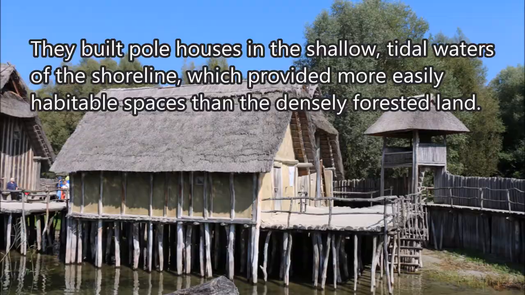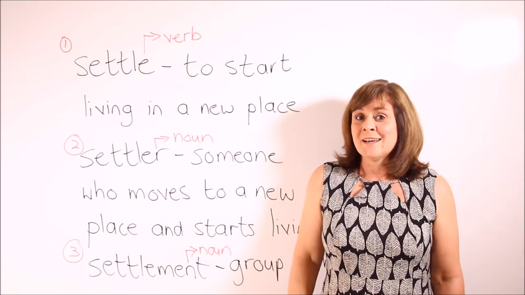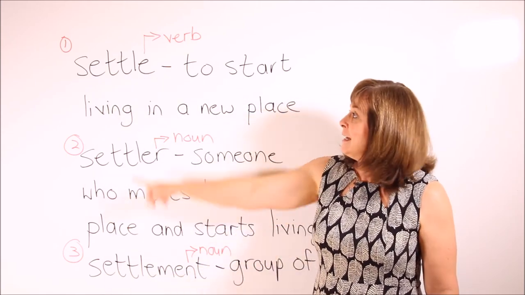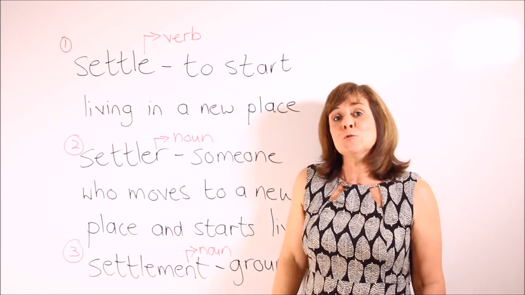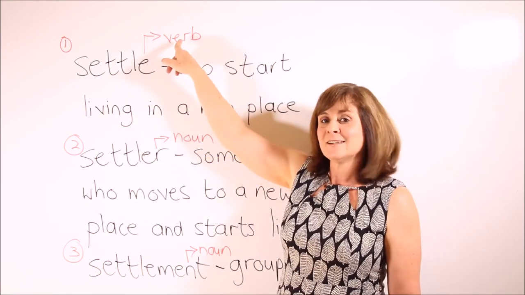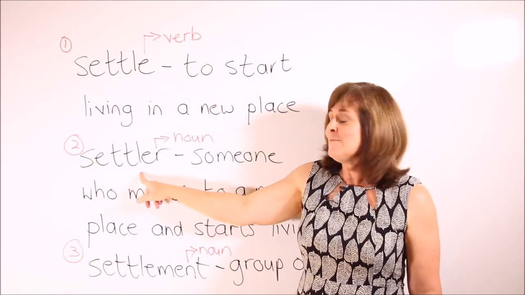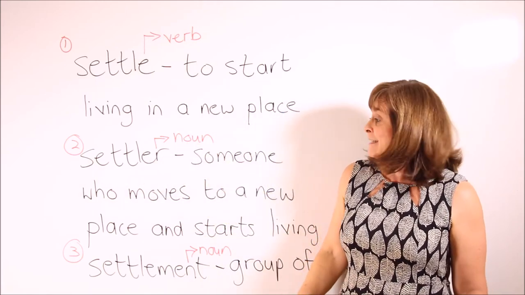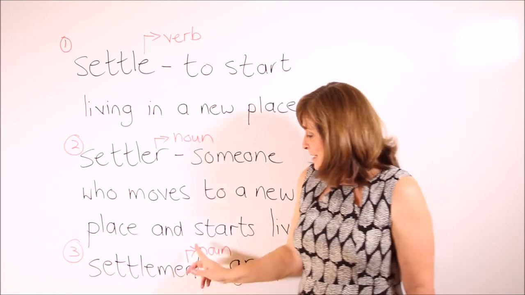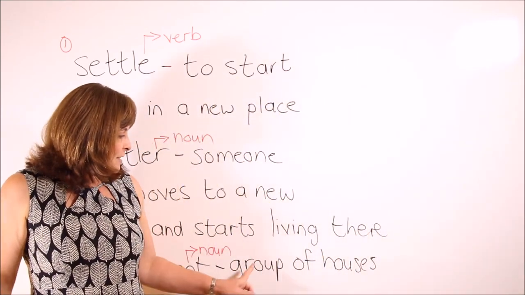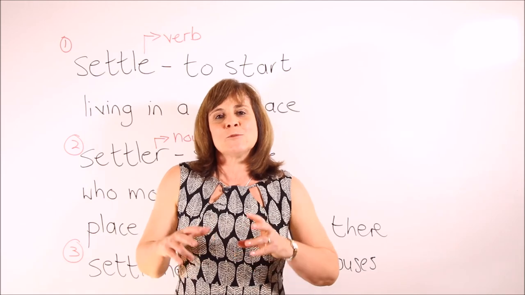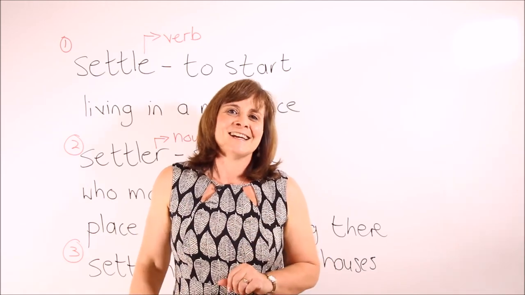Here is another family of three words that you should know: settle, settler, and settlement. To settle means to start living in a new place, usually a place in which not many people have lived before. And settle is a verb. Settler is a noun, and a settler is someone who moves to a new place and who starts living there. A settlement is a noun, and a settlement is a group of houses or buildings. Usually we refer to a small town in which people have just settled as a settlement.